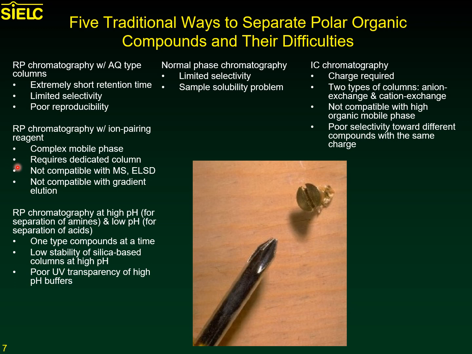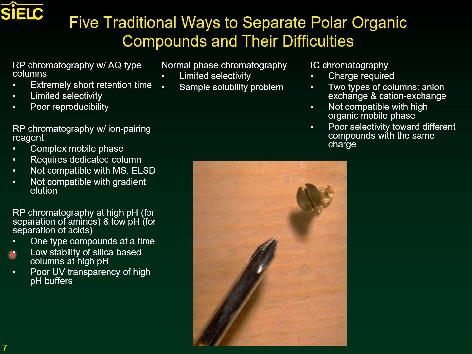If one were to try to overcome these limitations by using a reverse phase column and an ion pairing reagent, this would in turn require a complex mobile phase with the ion pairing additives. It requires a dedicated column for each experiment. The resulting eluent from the column is not always compatible with detection methods like MS and ELSD. And this method in general is not compatible with gradient elution.